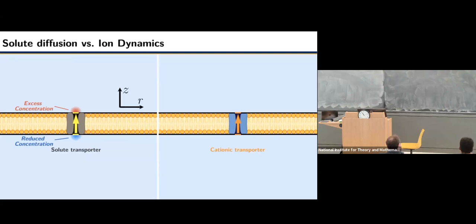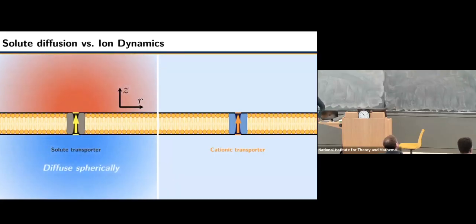And so there, if there's a flux, clearly we know that there's an excess concentration here, there's a reduced concentration here, and as a function of space and time, we expect it to be purely governed by diffusive dynamics. Okay, so that's a spherical sort of symmetry. But what happens when you have an ion channel?